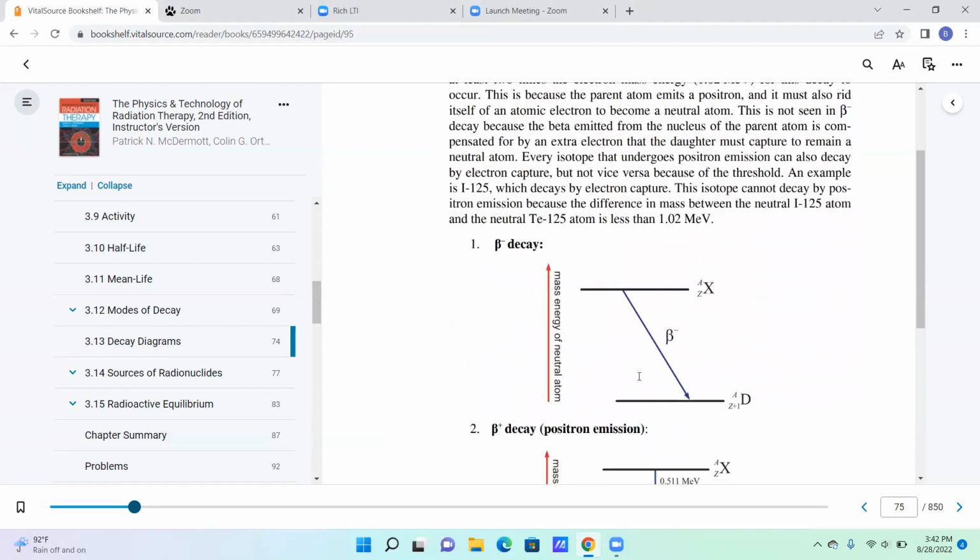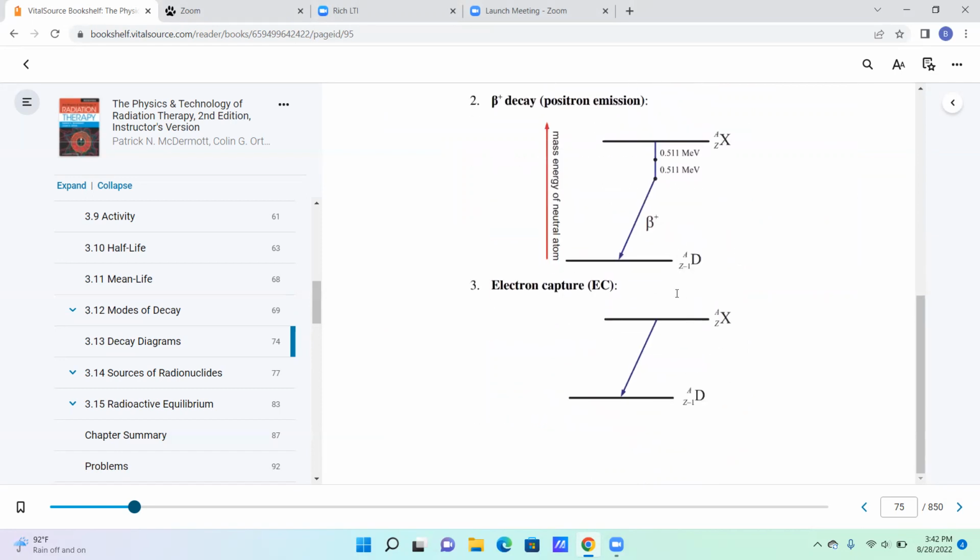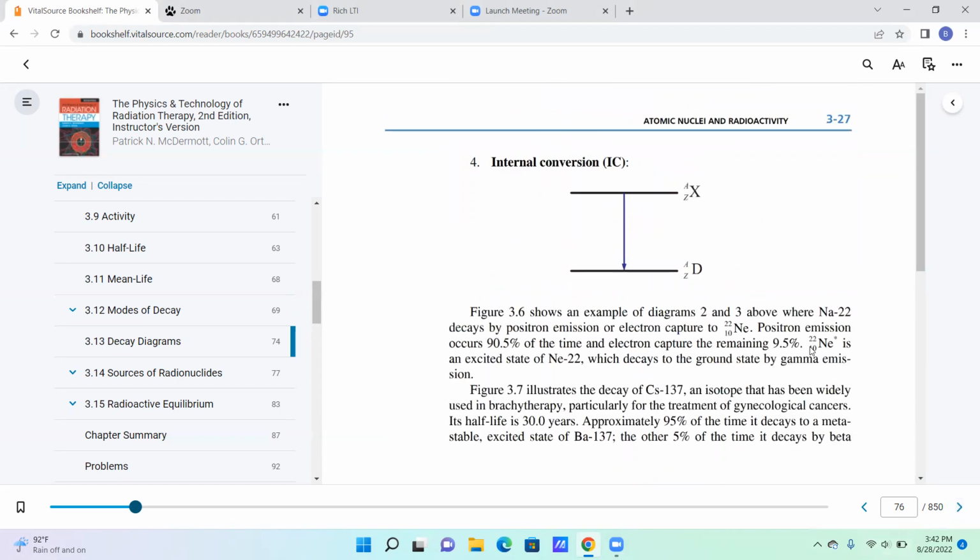So for example, you have the beta minus decay, you have mass energy of a neutral atom. So you see the beta minus going down to the daughter. Beta positive decay, you can see this. Electron capture, you can see that. Internal conversion, you can see this.